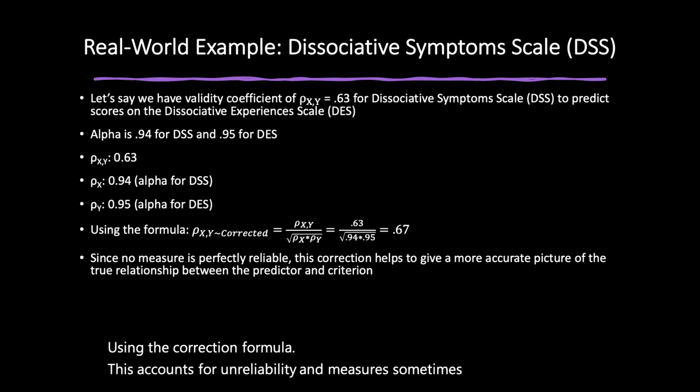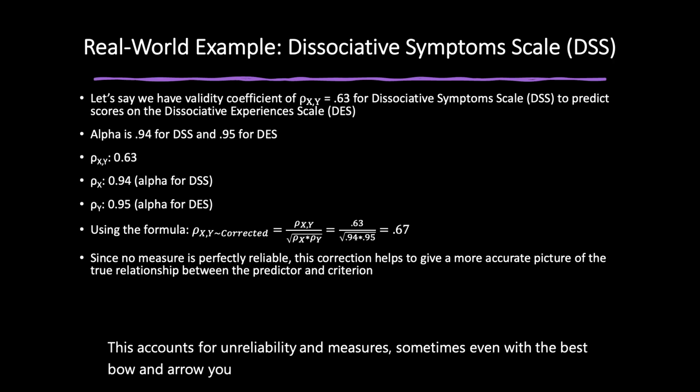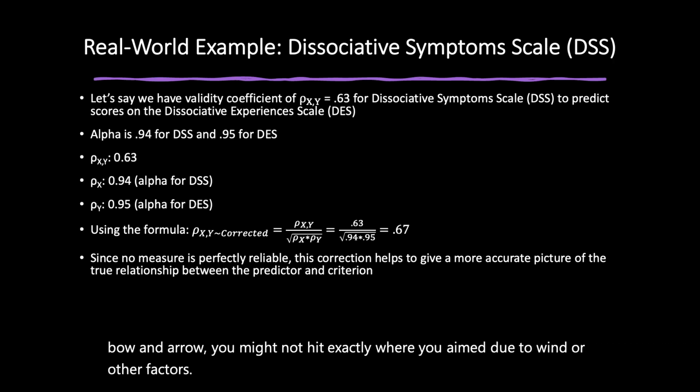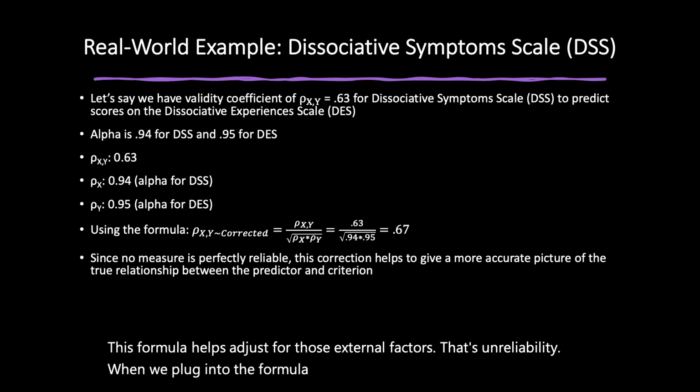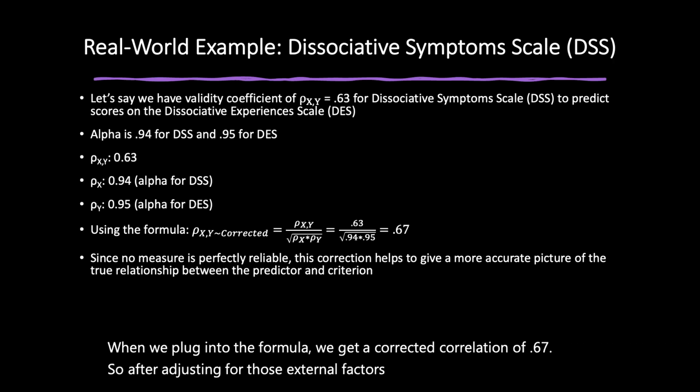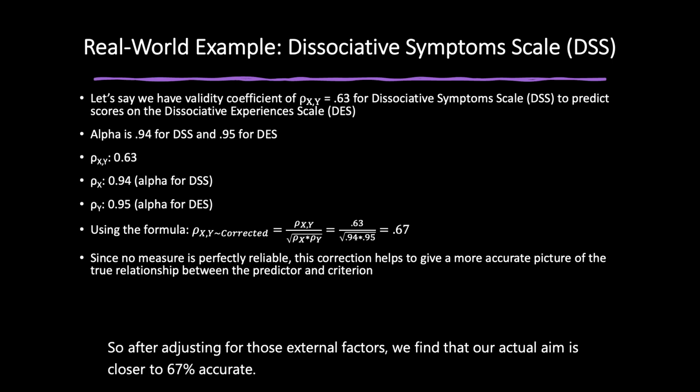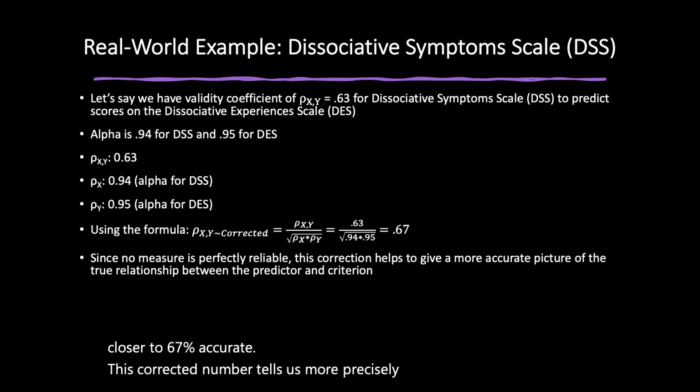Sometimes, even with the best bow and arrow, you might not hit exactly where you aimed due to wind or other factors. This formula helps adjust for those external factors. That's unreliability. When we plug into the formula, we get a corrected correlation of 0.67. So after adjusting for those external factors, we find that our actual aim is closer to 67% accurate. This corrected number tells us more precisely how related the DSS and DES scores are.